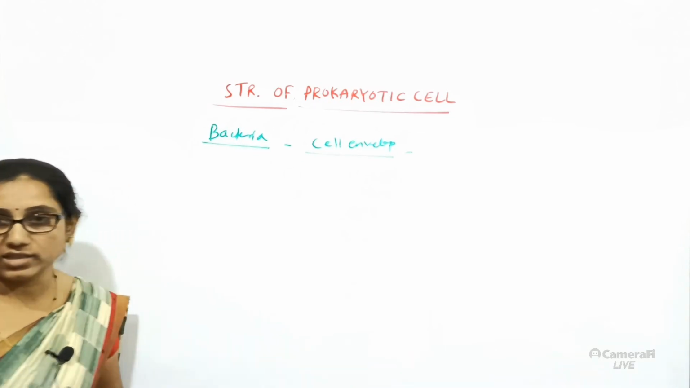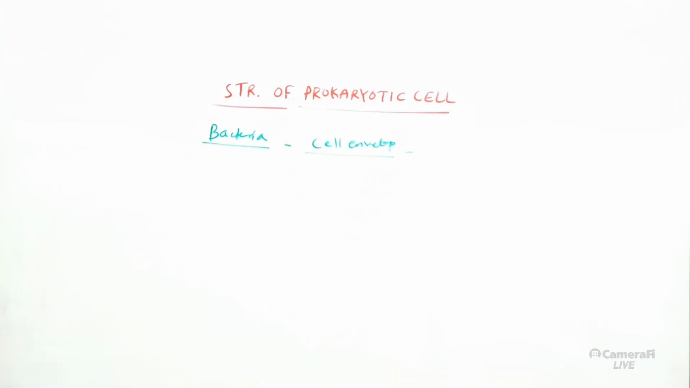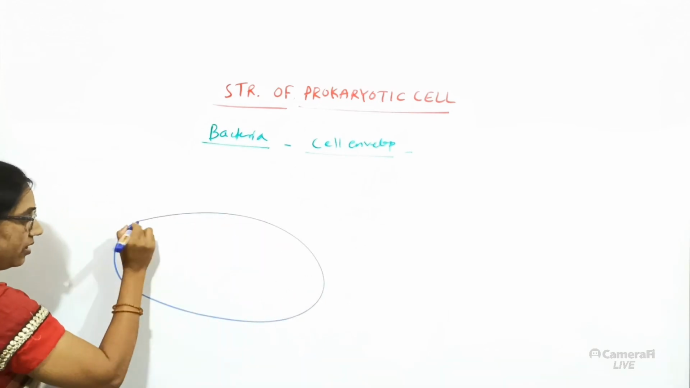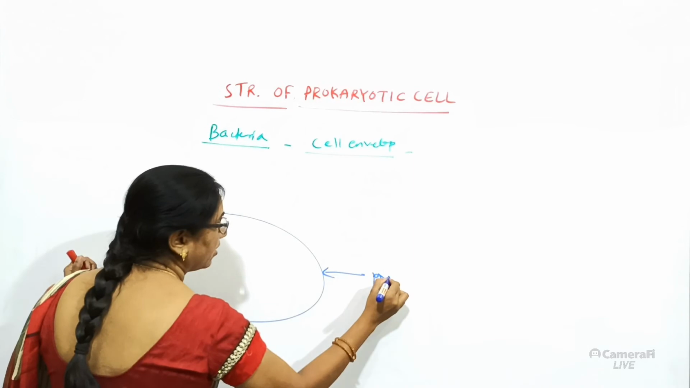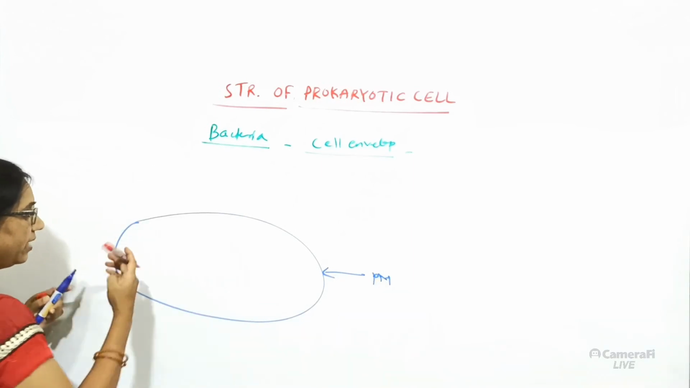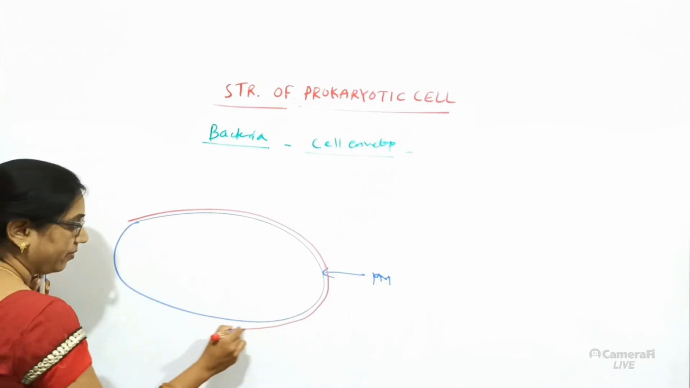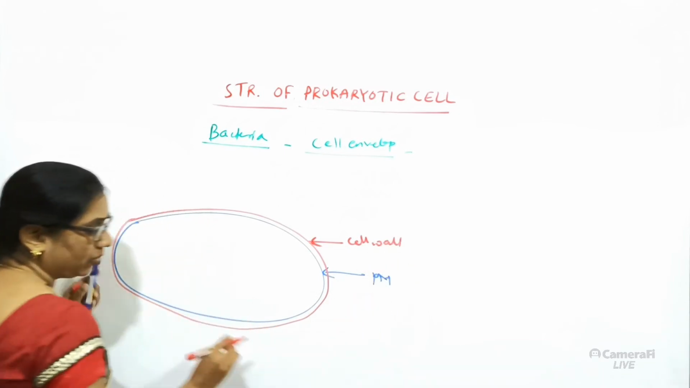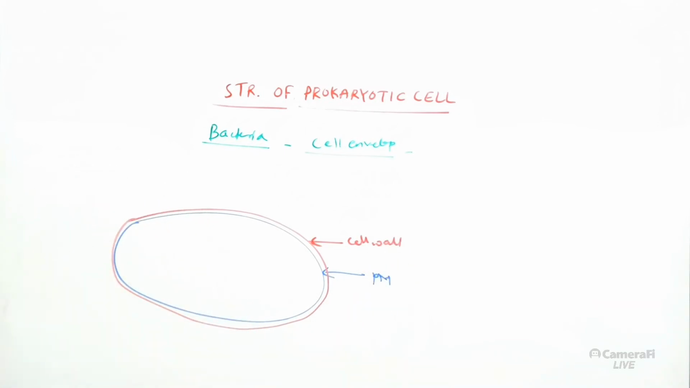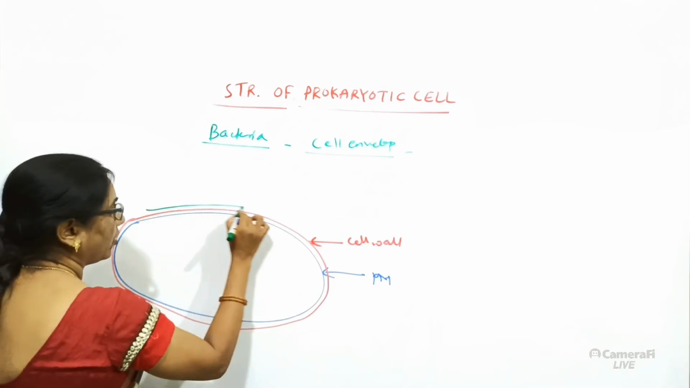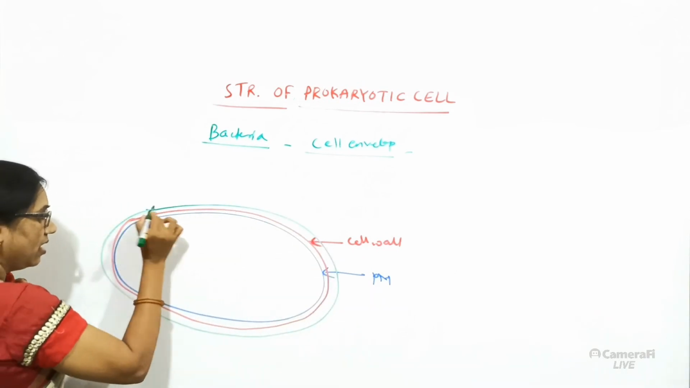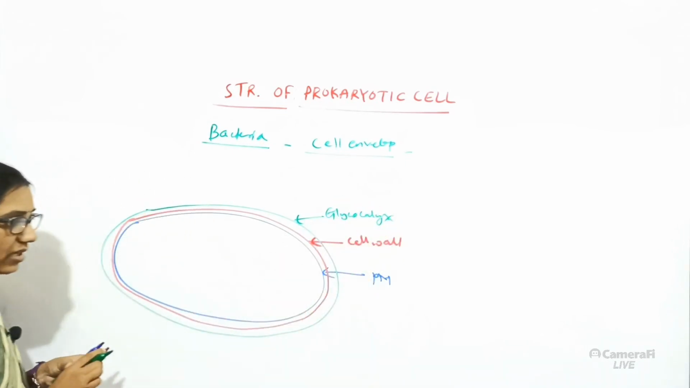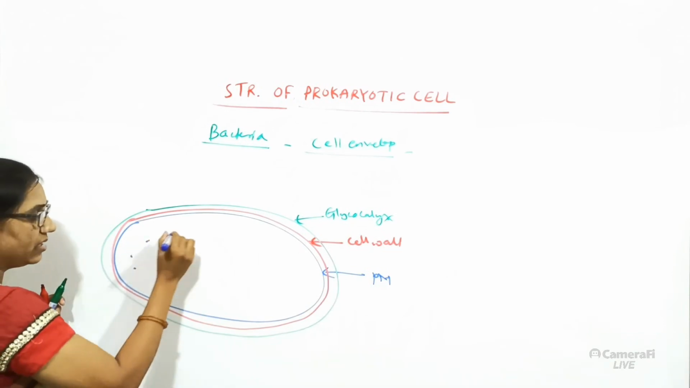So what is present inside the bacterial cell? For this, I will draw a rough diagram of the bacterial cell. You know that one. This is the plasma membrane. This plasma membrane is followed by the cell wall. Above the cell wall, what does it show? It shows one more layer, and what is this layer called? This layer is called a glycocalyx. So inside this, we are going to see a basic structure.